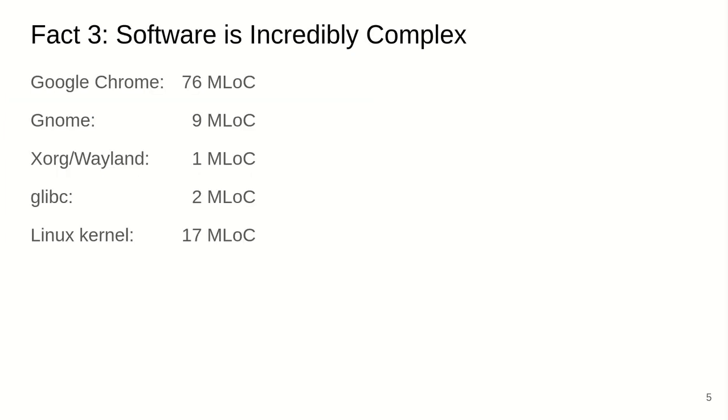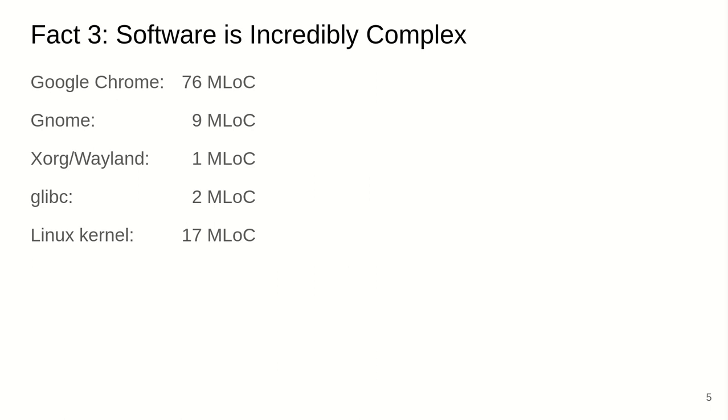Fact number three is that software is incredibly complex, and we are seeing a continuing exponential increase in complexity. For example, Google Chrome consists of 76 million lines of code. GNOME, the windowing manager, adds another 9-10 million lines of code. The windowing system, another million lines of code. Just the basic runtime system adds 2 million lines of code, and the Linux kernel clocks in at another good 17 to 20 million lines of code. This all means that we have over 100 million lines of code of complexity to look at cat pictures over the internet.